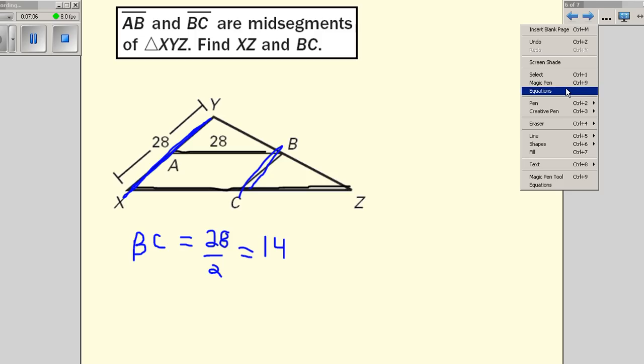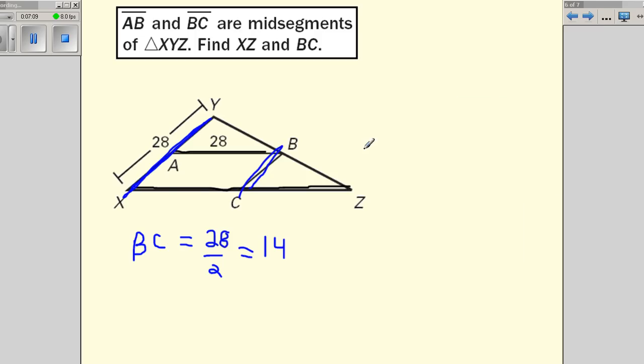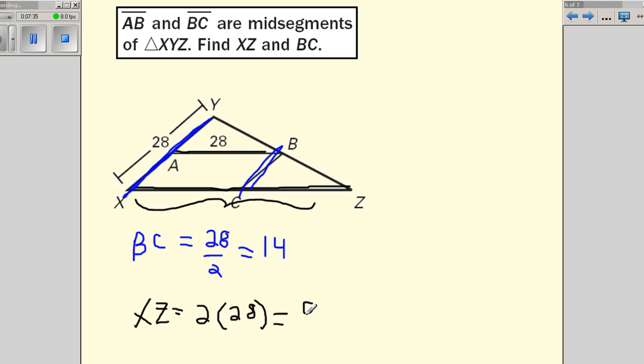Similarly, we could do the same thing for the other side, and here we're trying to find what XZ is. Now we need to be careful here because in this one, we're actually given the midsegment. And we know that the relationship between the midsegment and the third side is that the third side is going to be twice as long. So this time around, you're going to want to multiply the value of the midsegment by 2. So 2 times 28 will tell us that XZ's measure is going to be 56. And that is pretty much it.